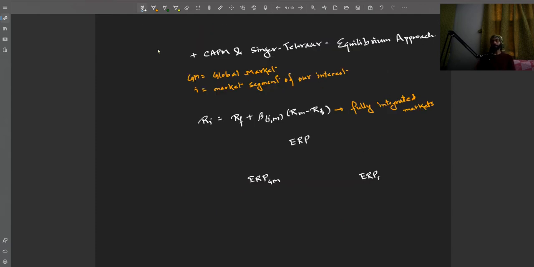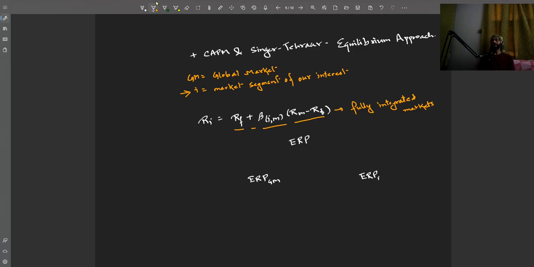So the CAPM, we have already known about it. Let's say we are interested in an investment I. It can be a particular industry, a particular company, a market segment or a country. Preferably in our discussion, we are talking about a country. So let's say I is a country of our interest, and the return required when you invest in country I is the risk-free rate plus the beta of I with the global markets, represented by M here, multiplied by the return in the global markets minus the risk-free rate.